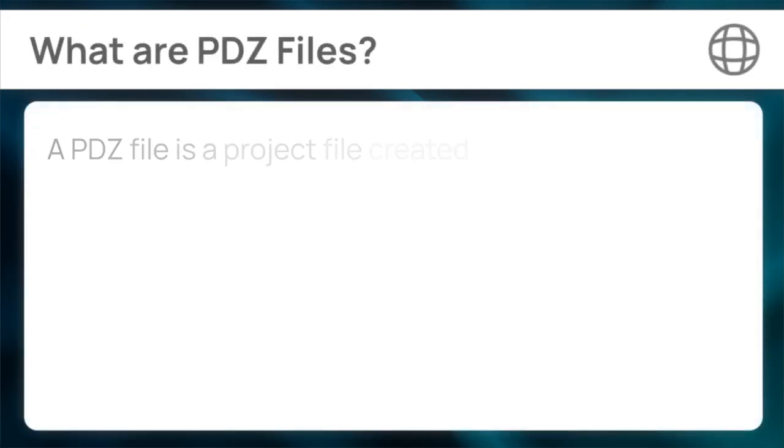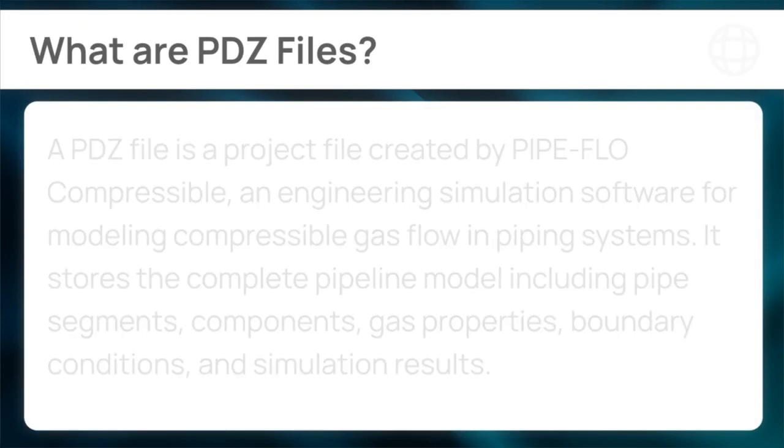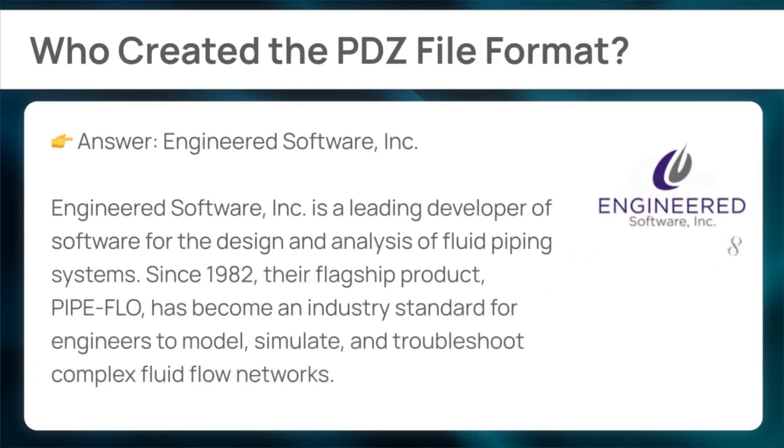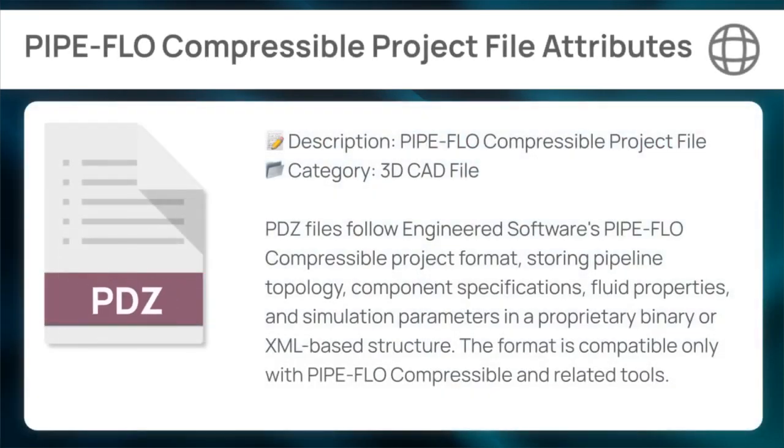A PDZ file is a project file created by PIPE-FLO Compressible, an engineering simulation software for modeling compressible gas flow in piping systems. It stores the complete pipeline model, including pipe segments, components, gas properties, boundary conditions, and simulation results. PDZ files follow Engineered Software's PIPE-FLO Compressible project format, storing pipeline topology, component specifications, fluid properties, and simulation parameters in a proprietary binary or XML-based structure. The format is compatible only with PIPE-FLO Compressible and related tools.